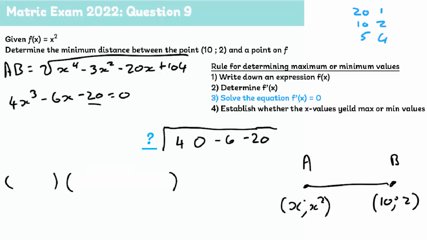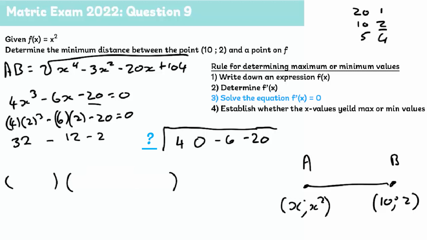You take all the factors, but one of them has to make this equal to 0. Take this 2 and you substitute. So if you go 4 times 2 to the power 3 minus 6 times 2 minus 20, you will see that it makes this equation true, because this will be 32 minus 12 minus 20, and that equals 0. So it'll be 0 equal to 0. Therefore, we're going to divide by 2.